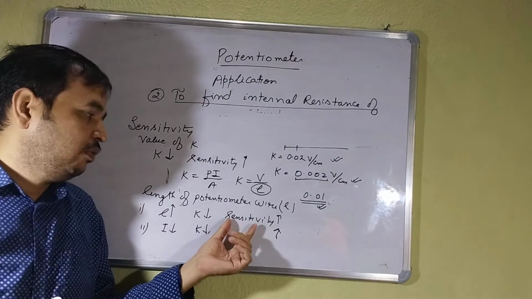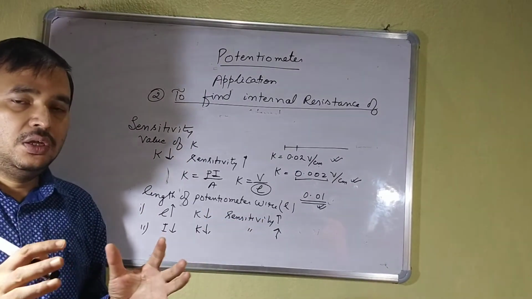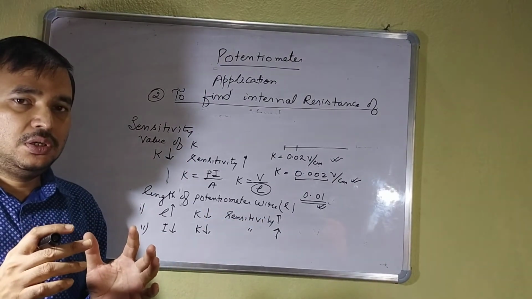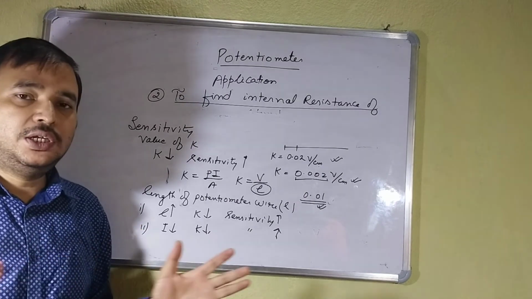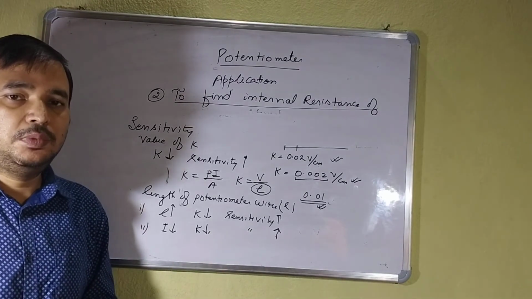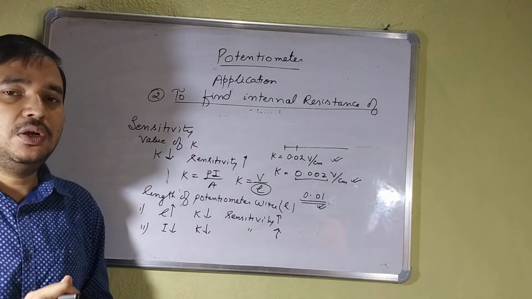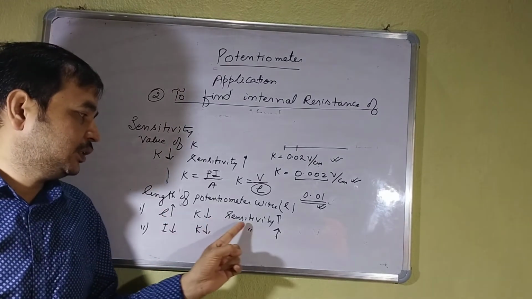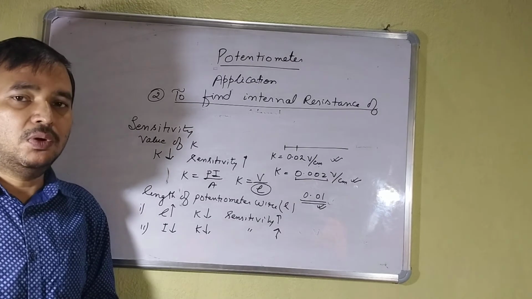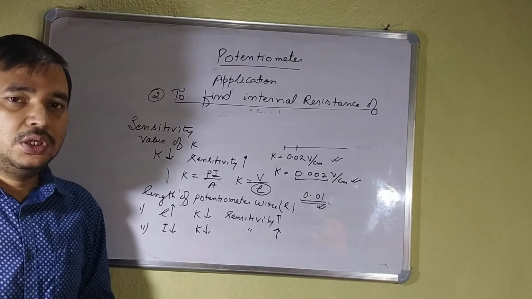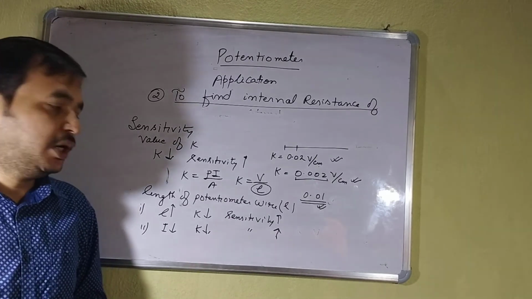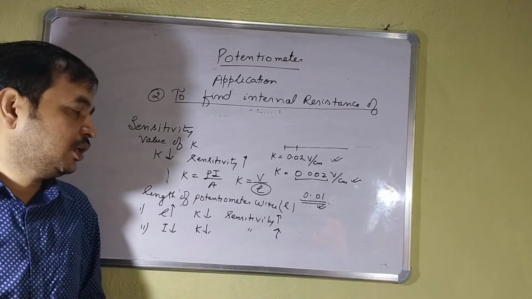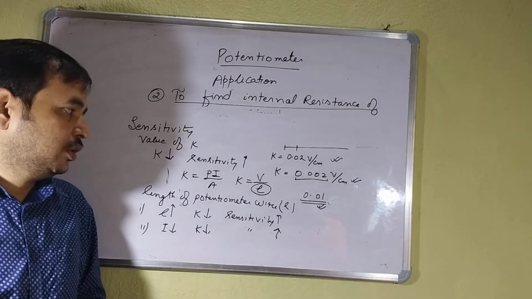That's why we are using 1000 centimeter potentiometer wire in our lab in spite of 800 or 600, because L is more, K will be less, sensitivity will be more. That's why more length of wire is required in potentiometer for increasing the sensitivity.